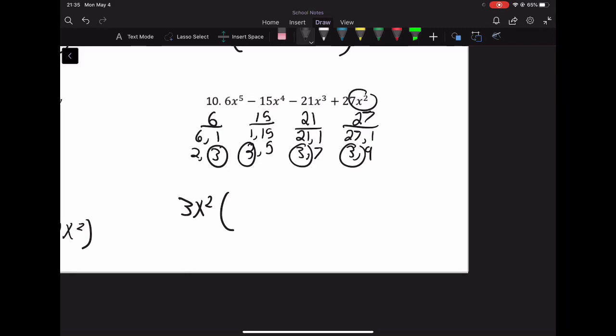6x to the 5th divided by 3x squared, we're going to be left with 2x to the 3rd power minus 5x squared minus 7x plus 9. And that's everything.